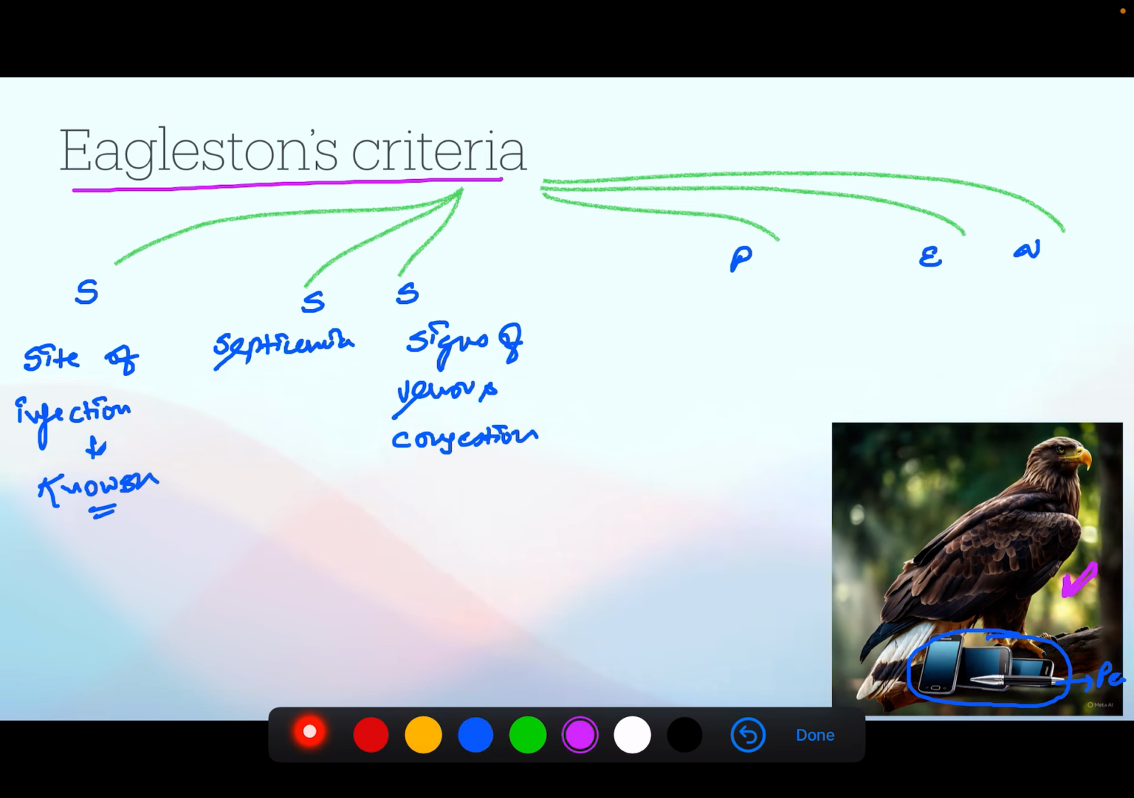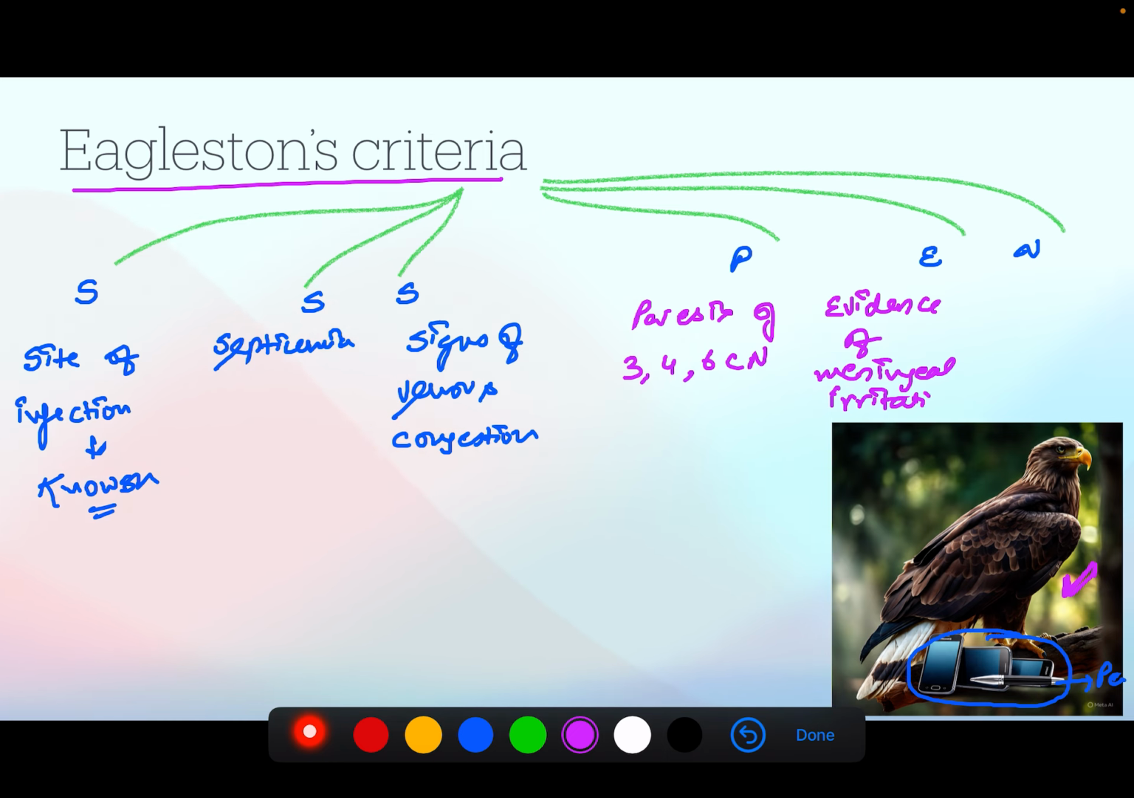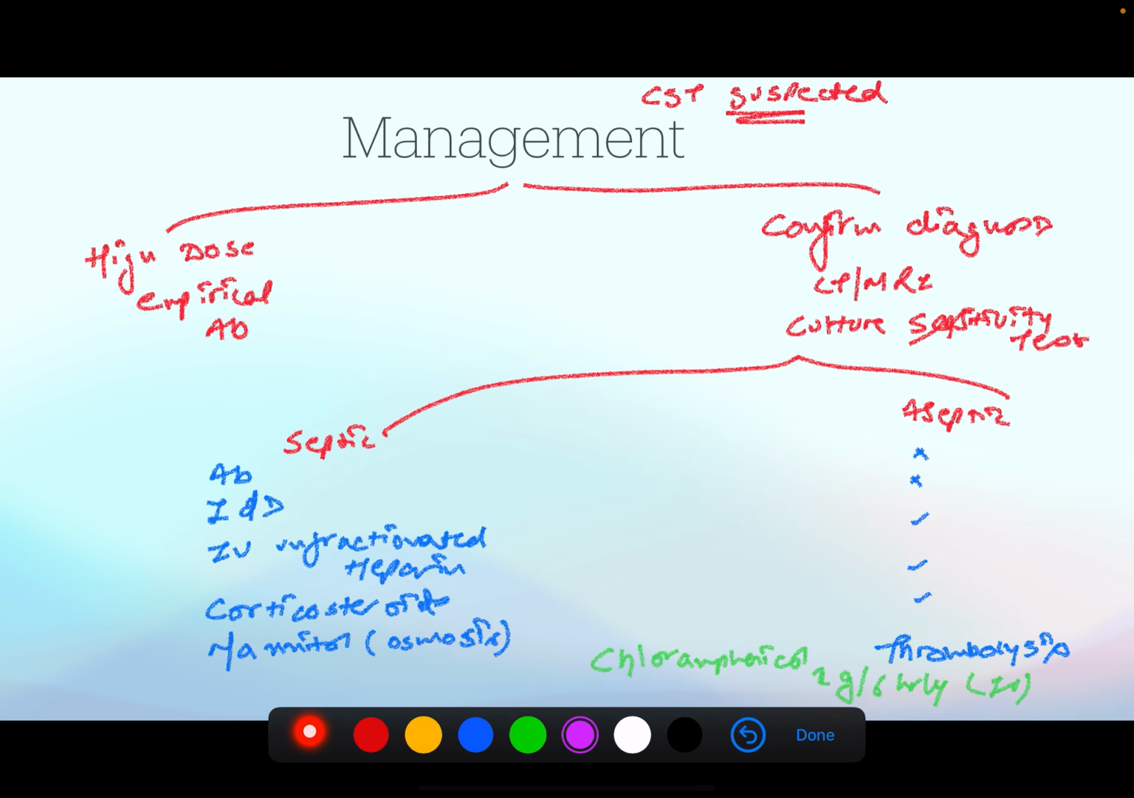Coming to the next mnemonic, pen, P stands for paralysis of 3rd, 4th and 6th cranial nerve. E stands for evidence. So there will be evidence of meningeal irritation. And N stands for neighboring. So neighboring soft tissue abscess will be noticed.